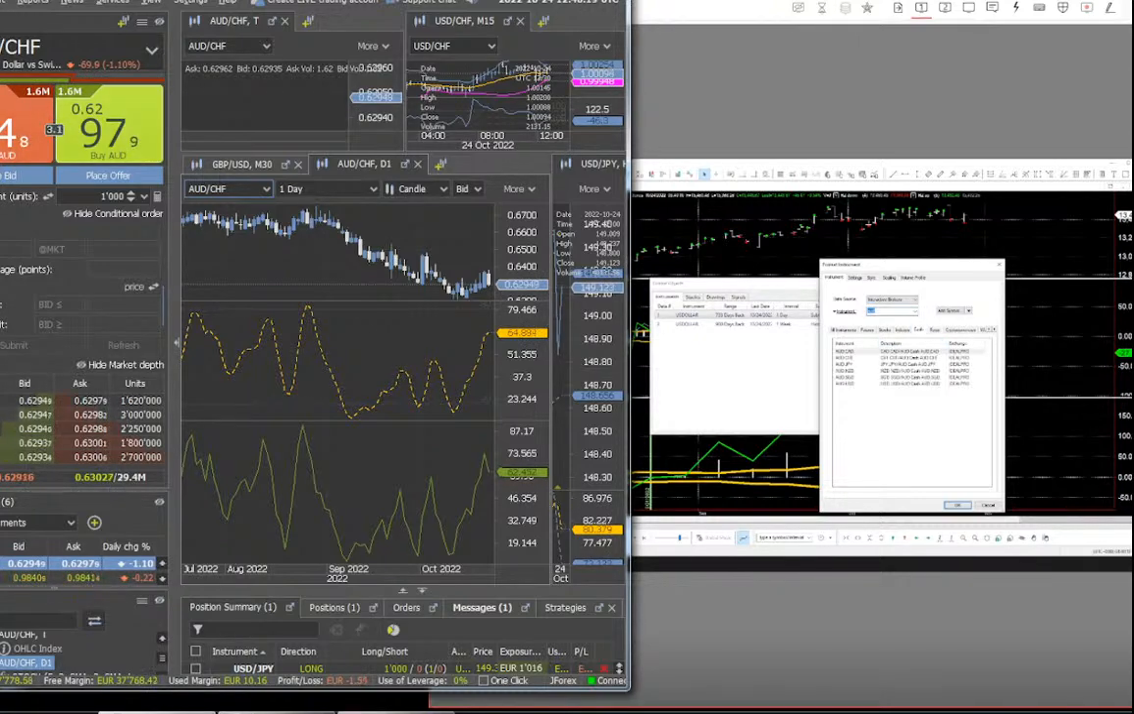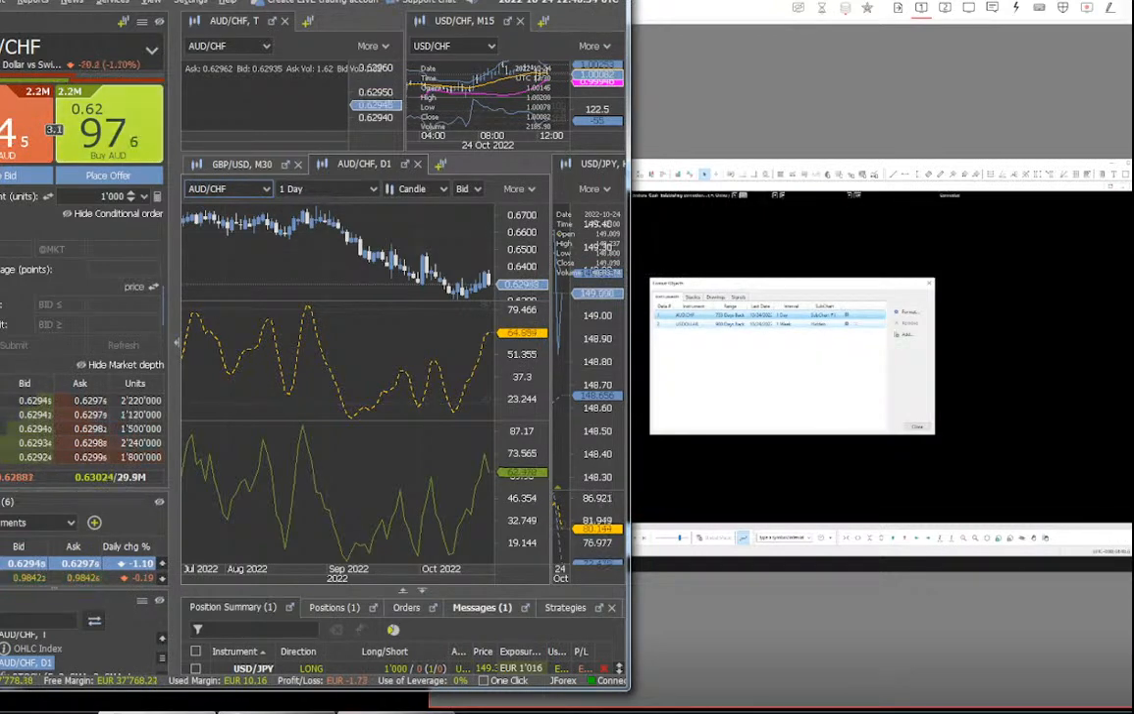I'll put it in a cache. There we are. AUD Swiss right there. There we go. And the answer to your magical question is okay. And here she comes. Let's fix the bottom one too.